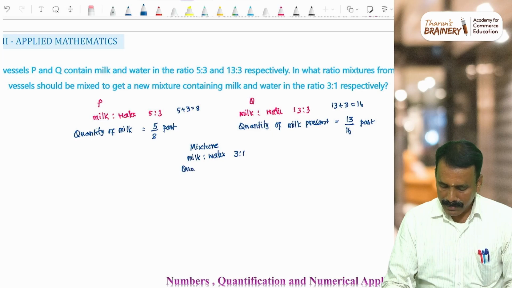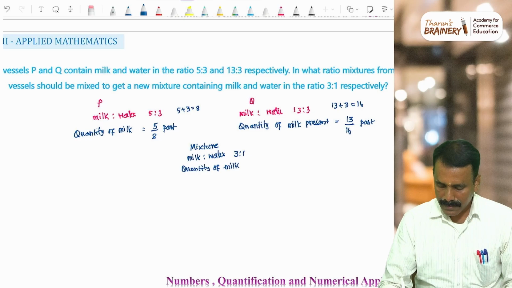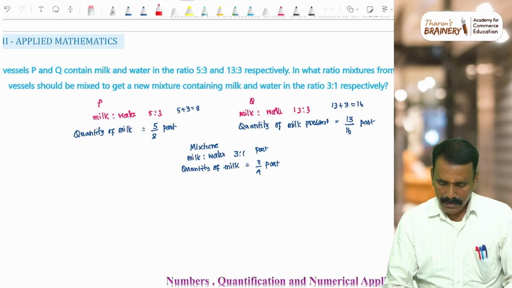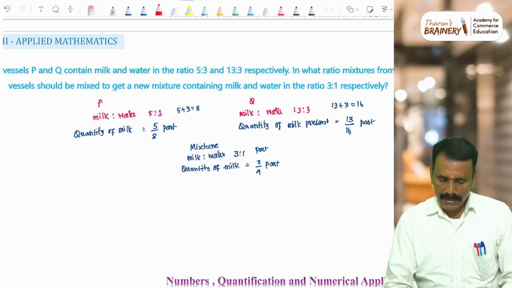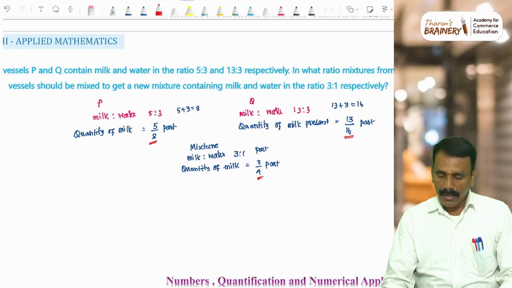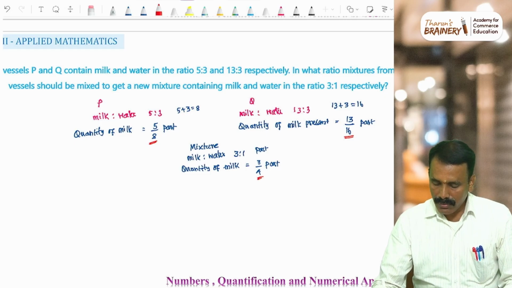So here the quantity of milk present is 3 divided by 4 part. Here we have the values of the quantity of milk present in vessel P, vessel Q and the mixture. The mixture is going to be 3/4. And we can see that the denominators are three different values: 8, 16 and 4.